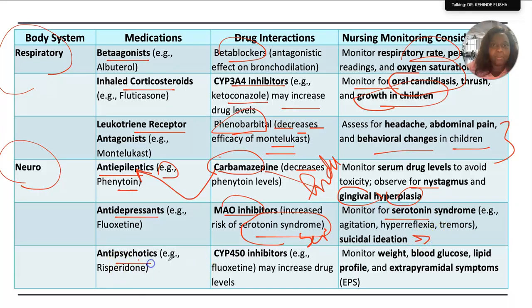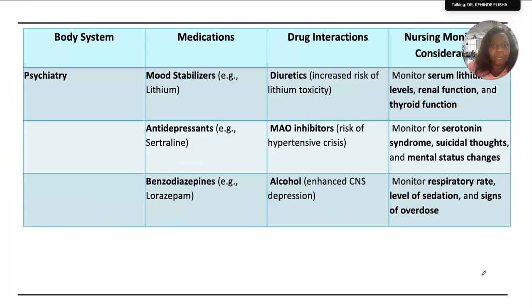What about antipsychotics? When combined with CYP450 inhibitors like fluoxetine, it's going to increase the drug levels. So don't forget, an inhibitor will increase drug levels, and an inducer will decrease drug levels. Induce is to reduce. Inhibitor, with the letters HI, means the highway system is going to raise up the level of the dose. So you have to monitor weight, blood glucose, lipid profile, and extrapyramidal symptoms.